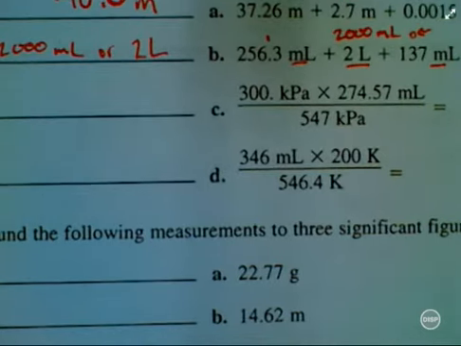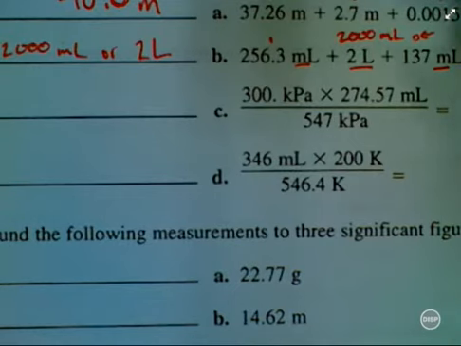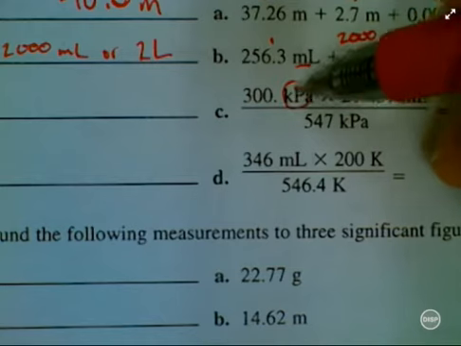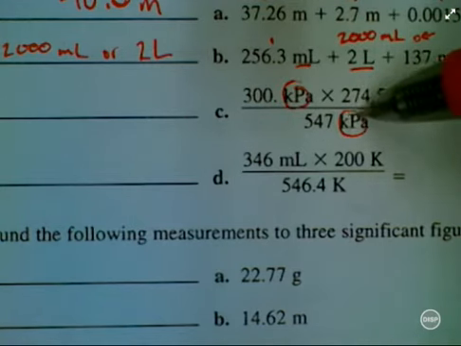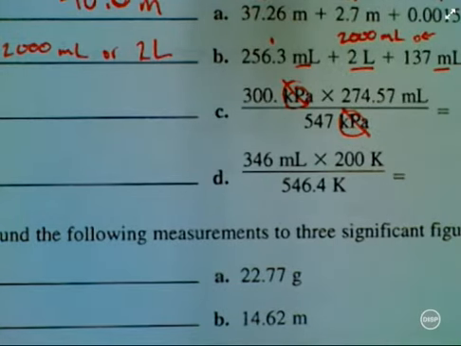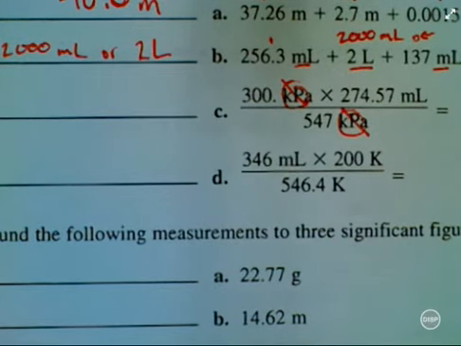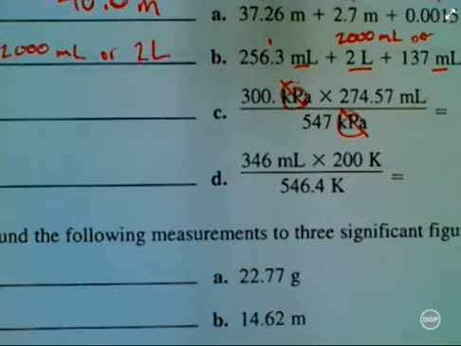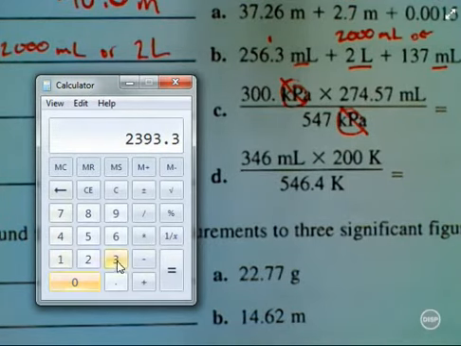Well, you do know what to do, because what have we done? We've practiced canceling units. And guess what? Here's a unit on the numerator that's also on the denominator. Cancel, cancel. Now you don't have to worry about kPa, because it's gone. All we need to do is bring our calculator back. 300 times 274.57, and then divide by 547.